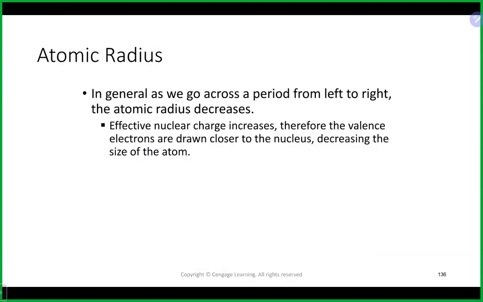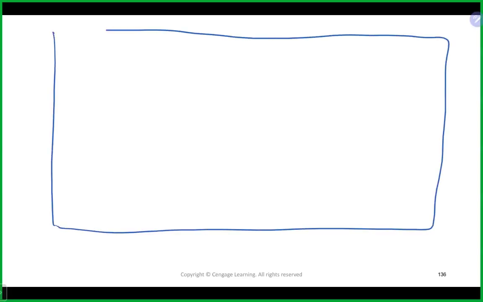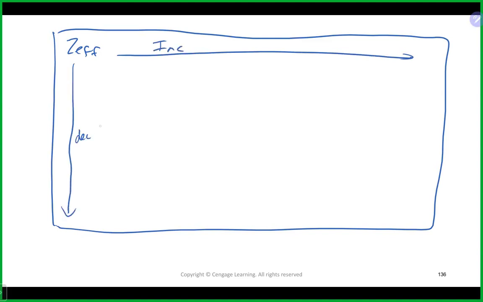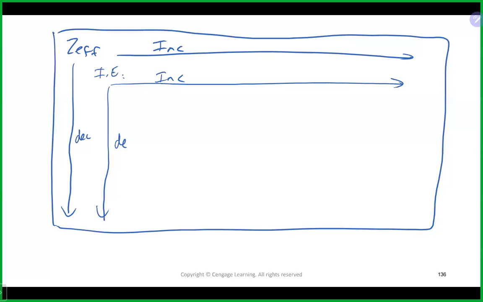So how do all these trends relate to each other, just to wrap up these periodic trends here? If we look at all the periodic trends we talked about in the periodic table, we have the effective nuclear charge, which increases as you go up and to the right and decreases as you go down. We have our ionization energy, which is the energy to remove an electron, increase as you go up and to the right and decrease as you go down. We have our electron affinity, which is the energy change when you gain an electron, increase as you go up and to the right, decrease as you go down.